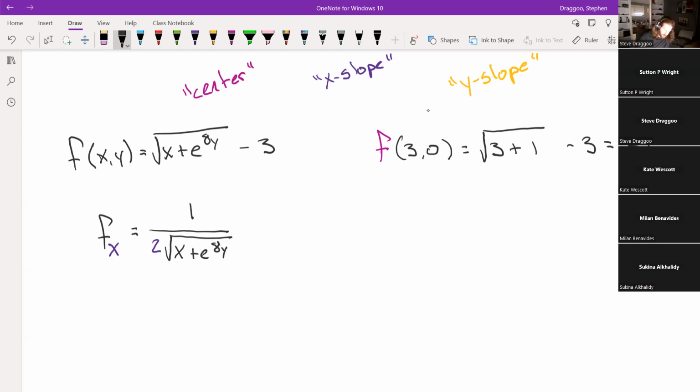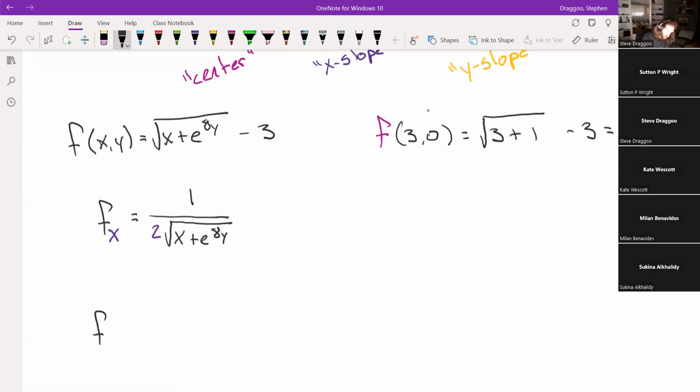So just 1 over 2 square root of x plus e to the 8y. Since we're right here, I'll also get our y partial, because I know I'm going to need both. So the y partial derivative, I'll get, again, 1 over 2 times the square root of x plus e to the 8y. And then the chain rule says I also need to multiply by the derivative of the inside. And the derivative of the inside of that square root is 8 e to the 8y. And then again, minus 0, because the derivative of 3 is still 0.